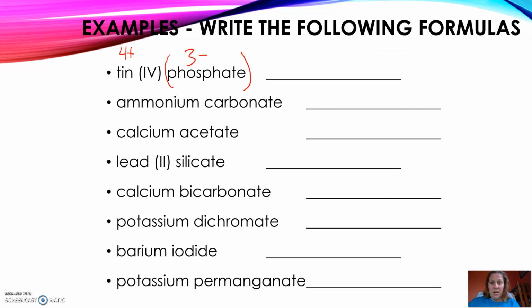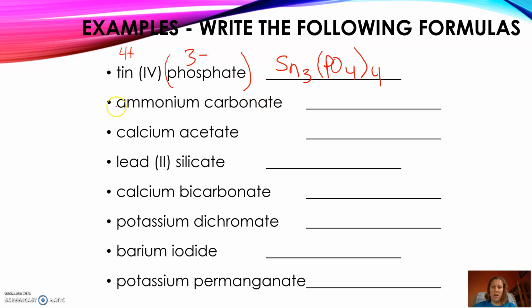So, tin is Sn. And then that 3 is going to go with the tin. And then phosphate, and so I know I have to put a number. You just write PO4 because that's what phosphate is. And then you put another 4 on the outside. These are all polyatomic ion ones.